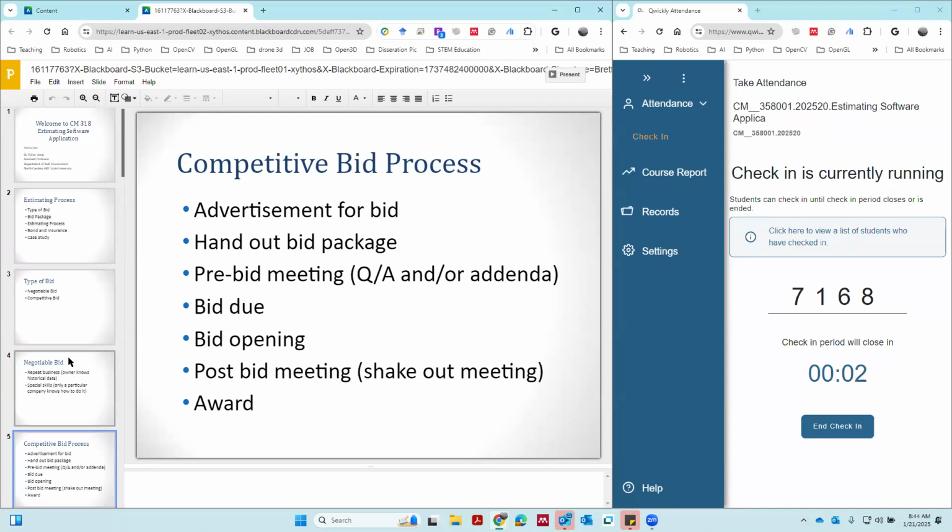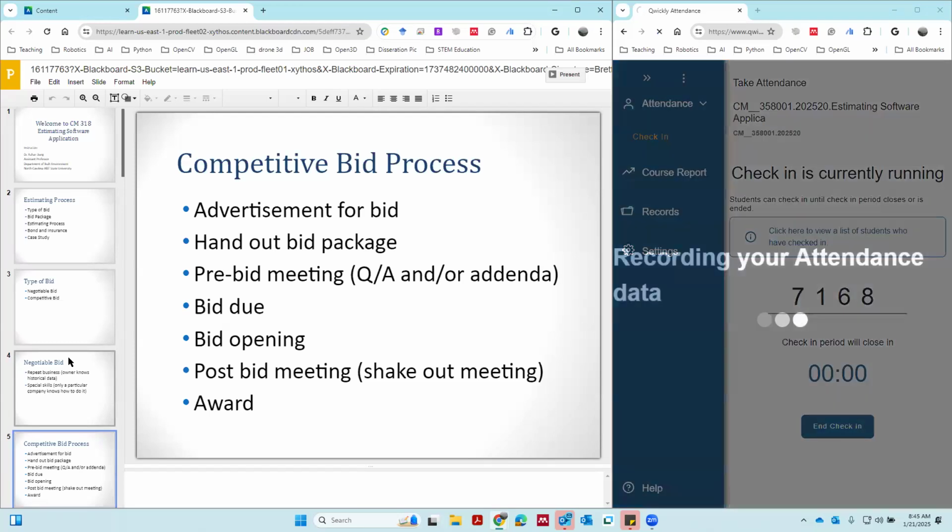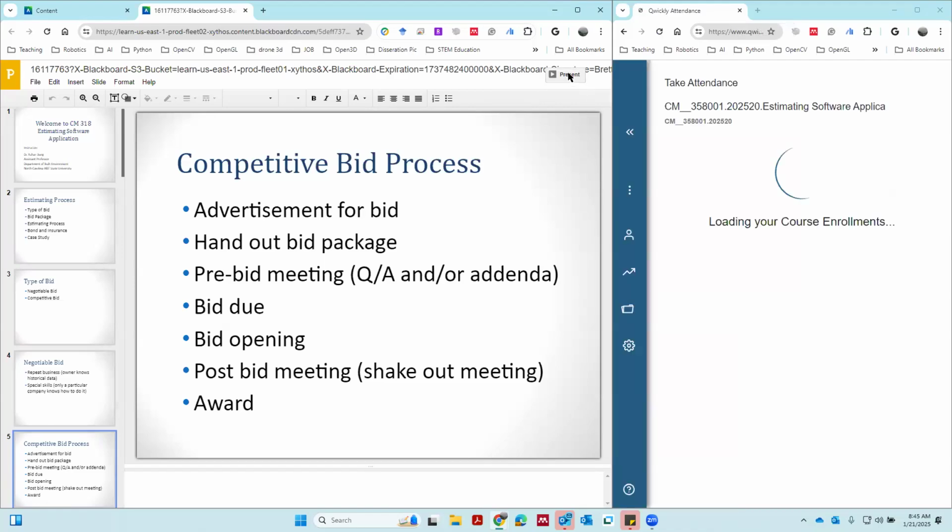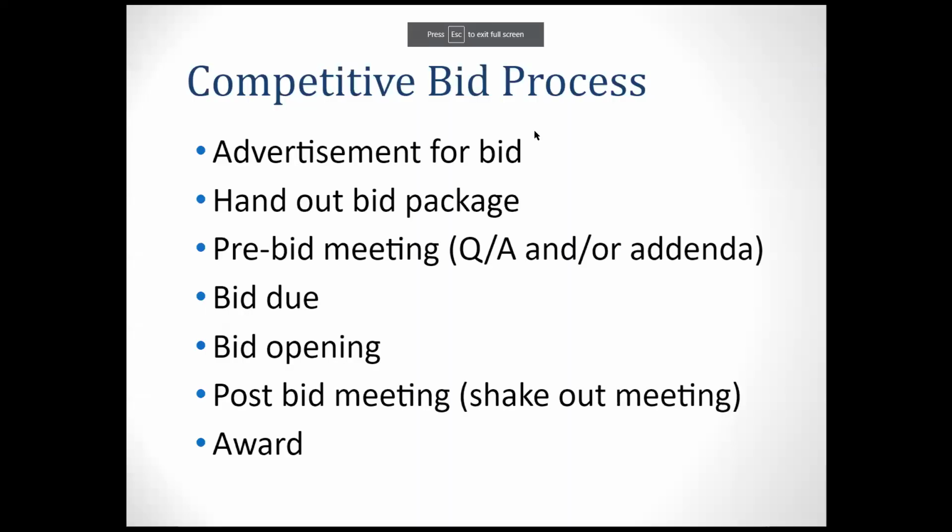After this one, I'll turn off the full screen. All right. The competitive bidding process includes, first, you need to give an ad out. You need to advertise the bid, and you will hand out the bid packages. Then you may have a pre-bid meeting, Q&A, and some agendas. And you have a bid due, you have your bid opening, and you have your post-bid meeting.